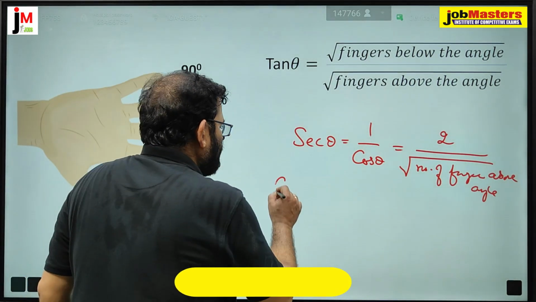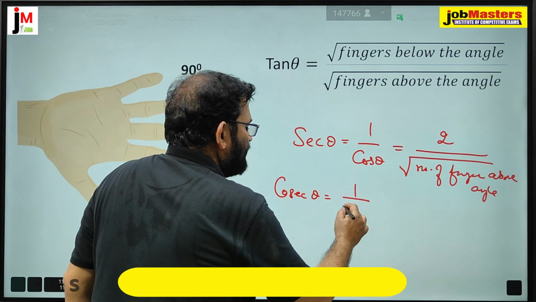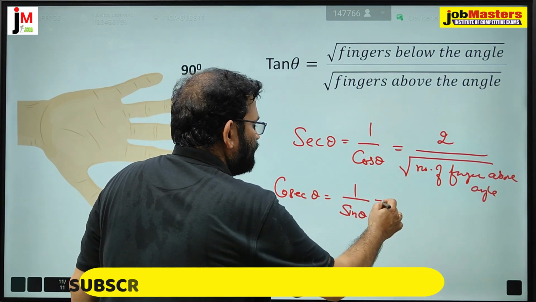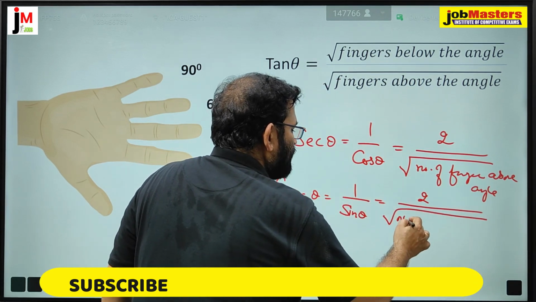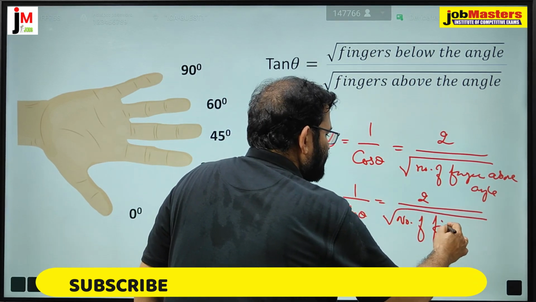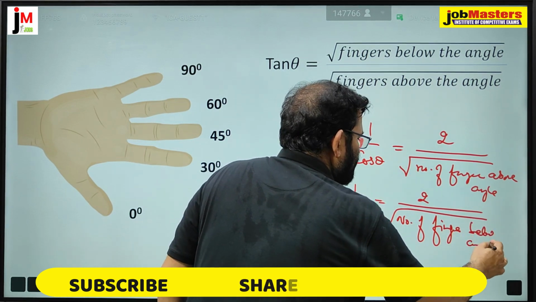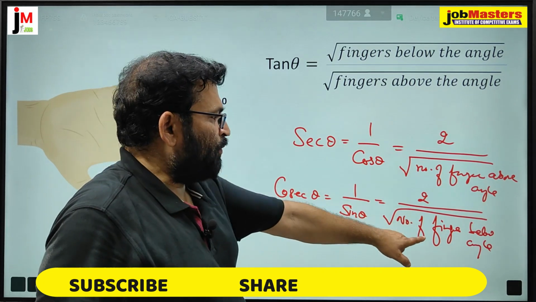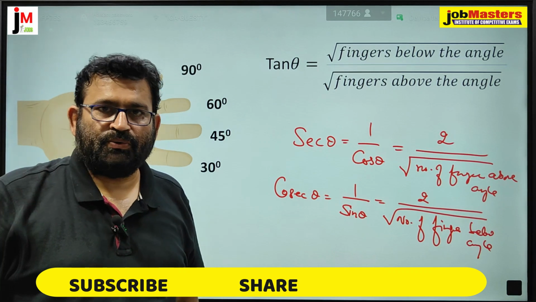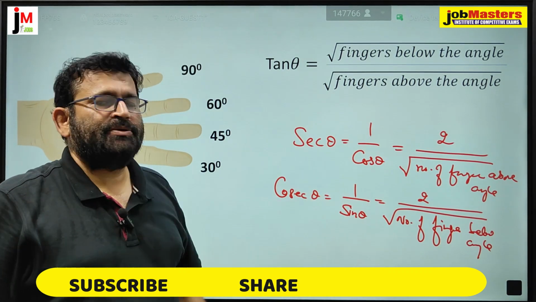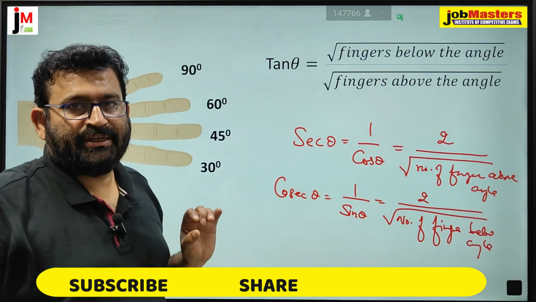Similarly, we can write the formula for cosec also. Cosec theta will be equal to 1 by sine. It is the reciprocal of sine theta. We can write it like this: 2 upon root of the number of fingers below the angle. So we can find cosec theta from this side also. So this is the formula. It is merely the reciprocal of sine theta. It is very easy to find sec theta and cosec theta.